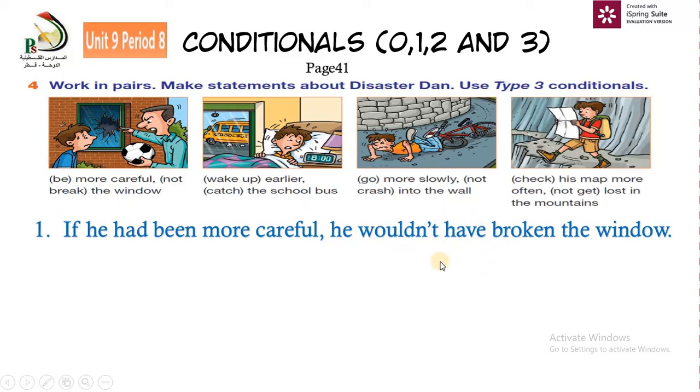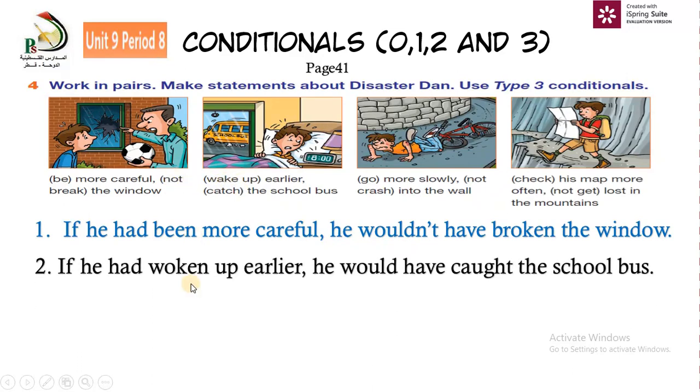Okay, darlings? Number 2. Wake up earlier, catch the school bus. If he had waken up earlier, woken, not wake, sorry. Wake, woke, woken. Yes. If he had woken up earlier, he would have caught the school bus. Caught. Take care of the spelling because sometimes even I got confused with woken. So it is wake, woke. The second past is woke, and the third one is woken.